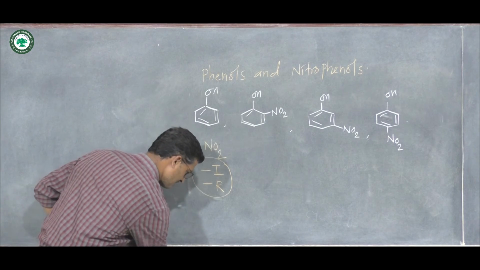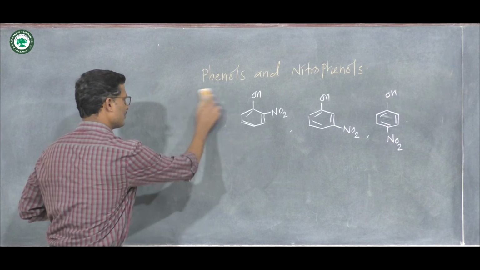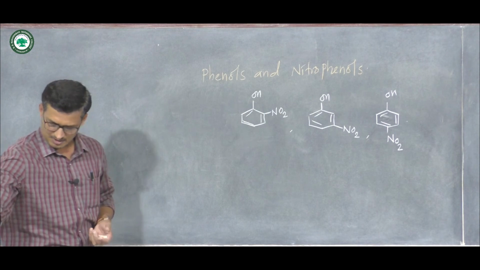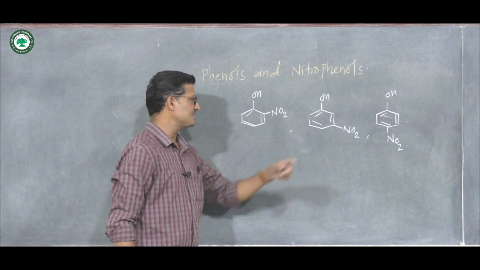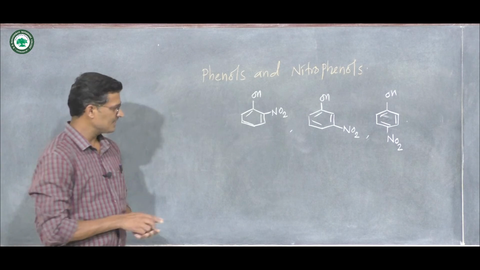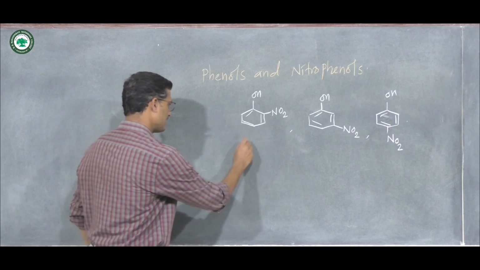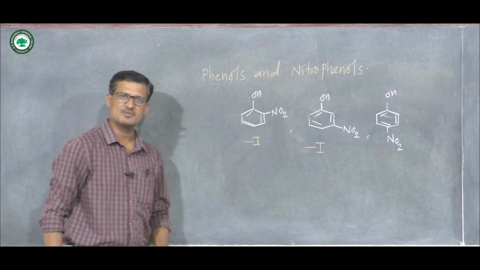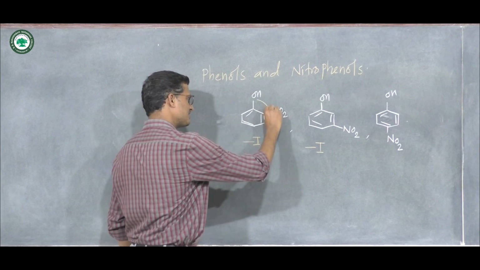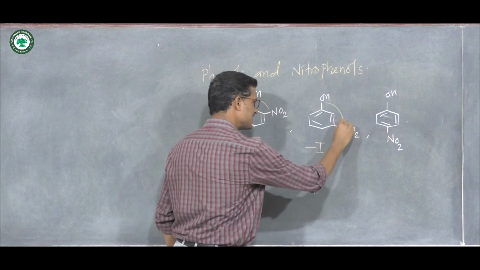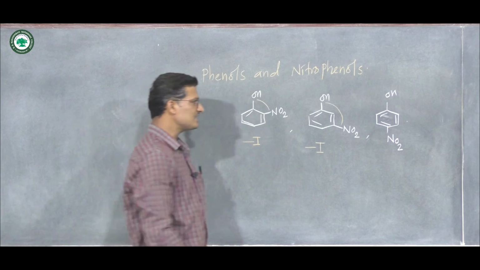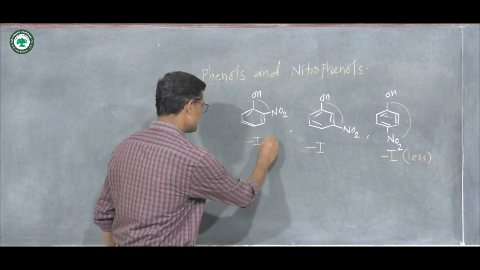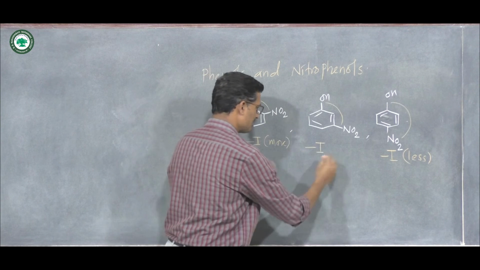Once we have discussed the acidity between phenol and nitrophenols, we compare the acidity between these three nitrophenols. Out of the three, which is more acidic? Remember, orthonitrophenol gives the minus I effect. In metanitrophenol, the minus I effect is there, but it is less, because when the distance increases, the minus I effect decreases. So the minus I effect is more here, and here the minus I effect is moderate.